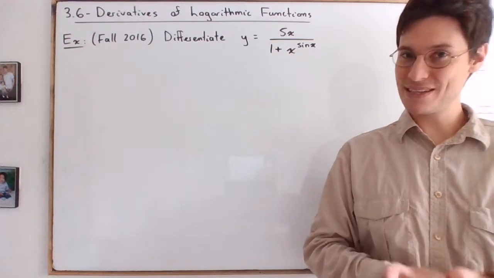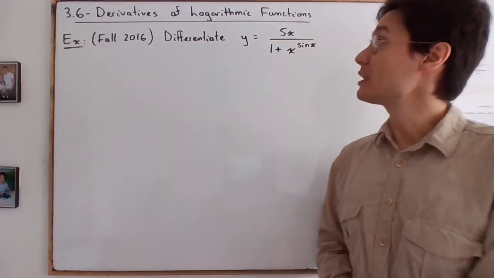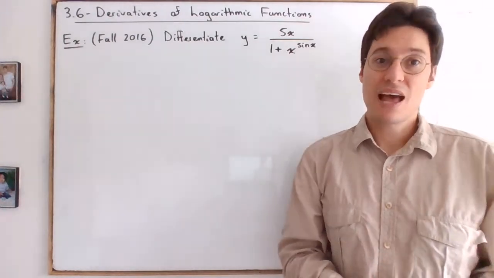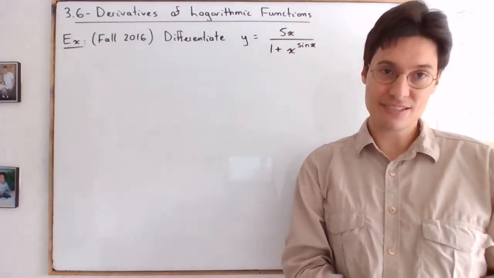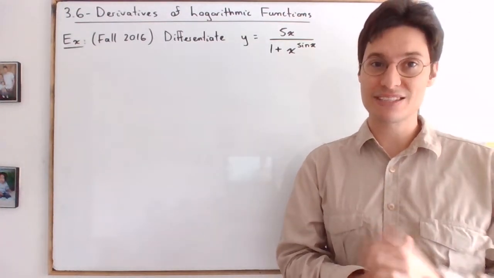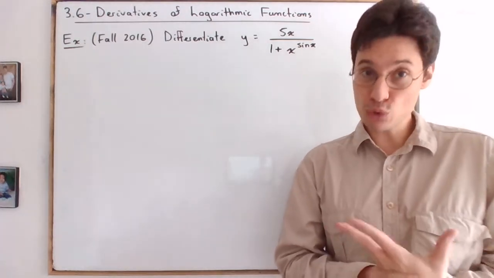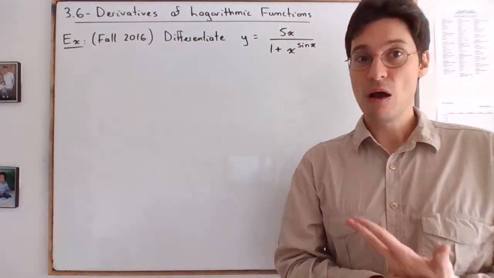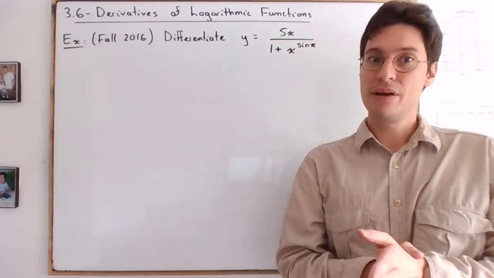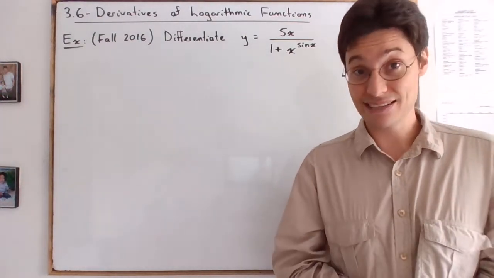Hi Calculus 1 students. This is the last example in the 3.6 section, derivatives of logarithmic functions. I would highly encourage you to do this one by yourself. I'm going to tell you there's a trap in this question that some of you might fall into. But I do want this to happen, because if it happens now, you're going to realize it and you're not going to do the same thing in an examination.